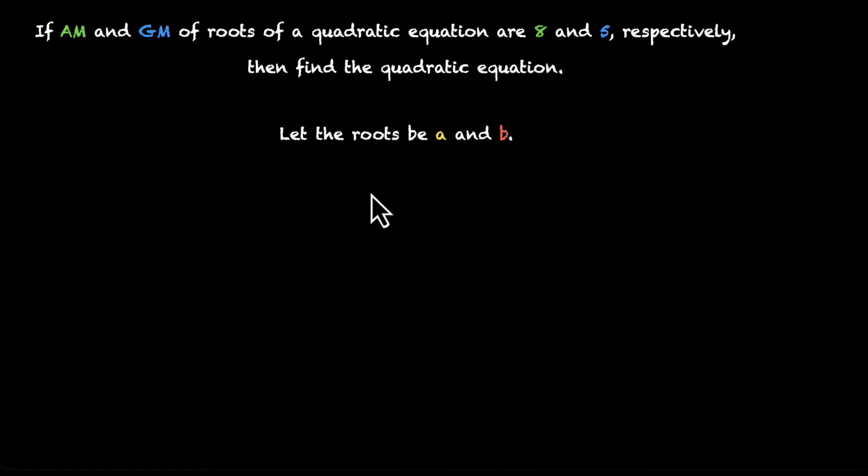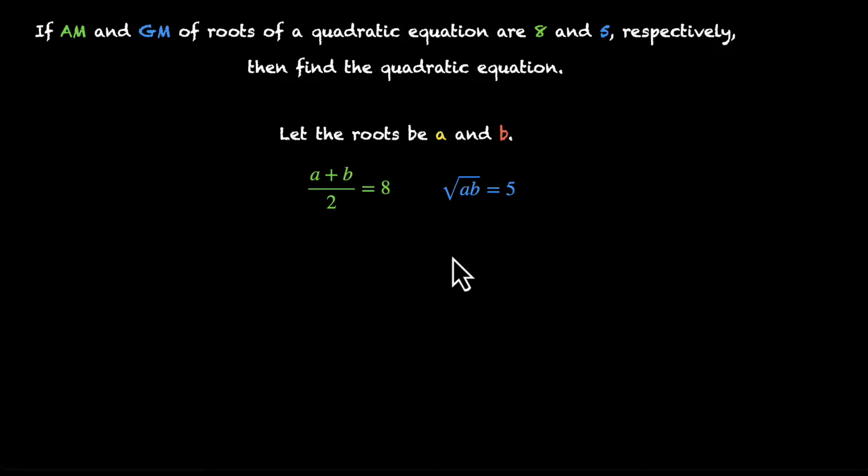Now if the AM is 8, we can say that (A plus B) by 2 is 8. And if the GM is 5, we can say that root AB is equal to 5. How can we find the quadratic equation from these two? Here are two clues. A plus B is equal to the sum of the roots, and AB is equal to the product of the roots. Did you figure it out?